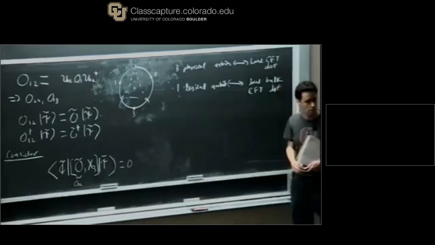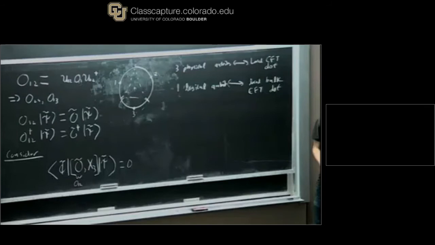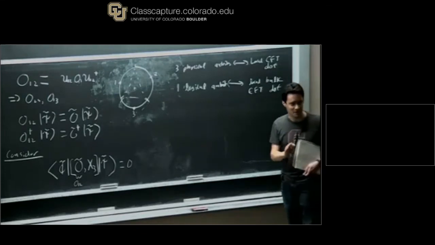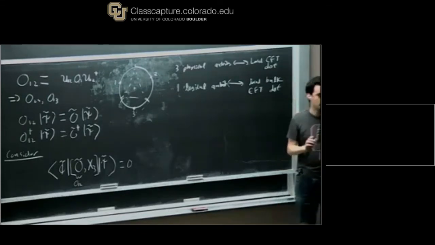How does it work if you want to fill in more bulk points? You would think that the number of bulk points grows faster than the number of boundary points. Yeah, good. We'll discuss that in a lot of detail. Great question, but just hold on a sec. Any other questions about this?